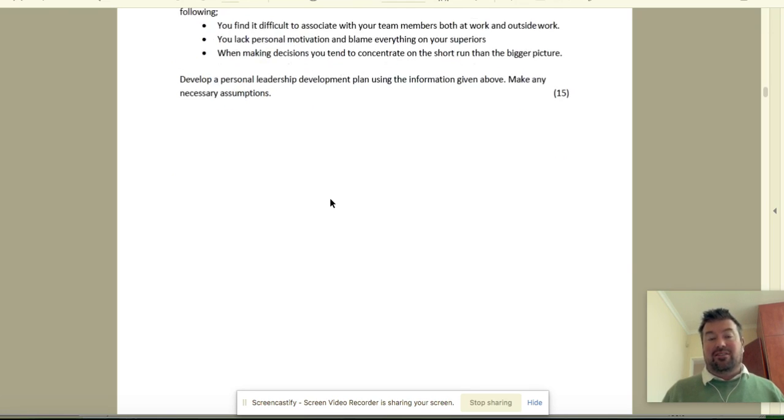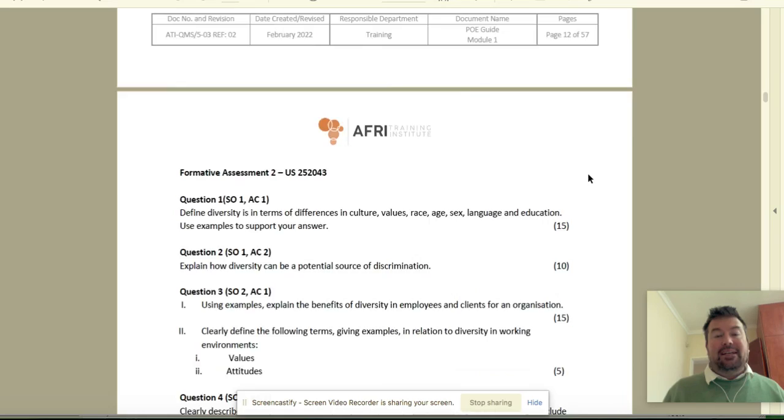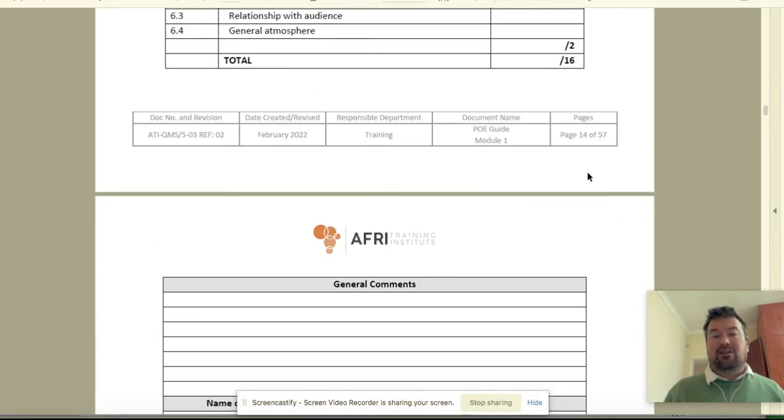Okay, so ladies and gents, that is 133 marks. Remember that in order for you to be seen as competent, you would need to achieve over 51%, and we would just need to make sure that you are above that. Okay. Now, ladies and gentlemen, let's go to your summative.